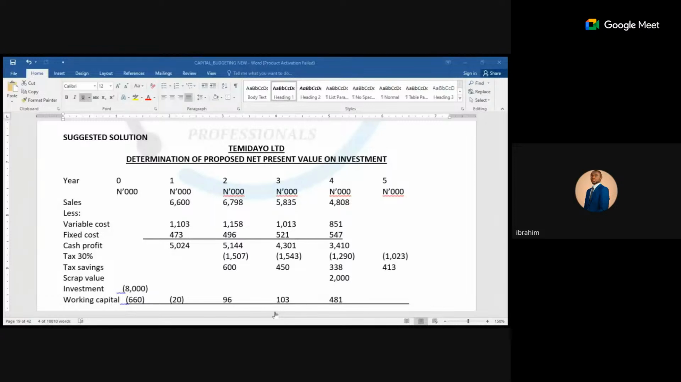Madam Victoria, go down to sensitivity analysis.